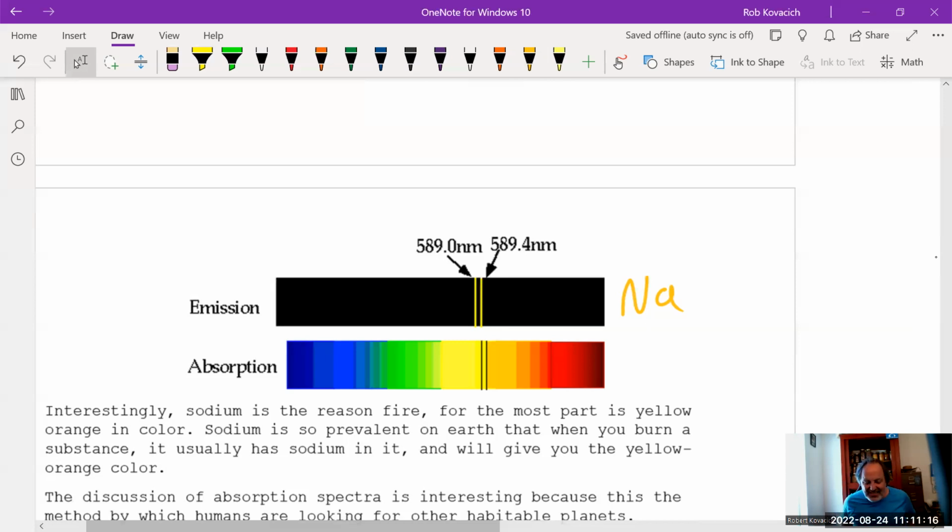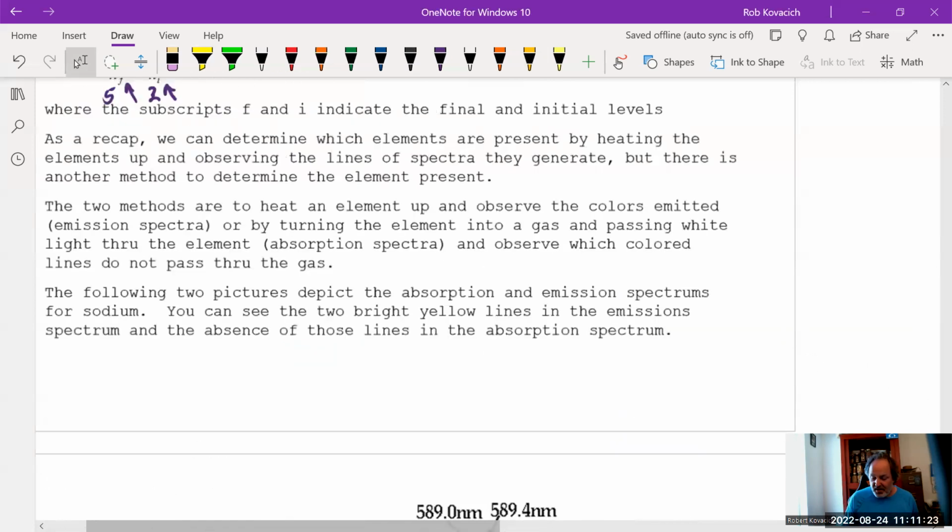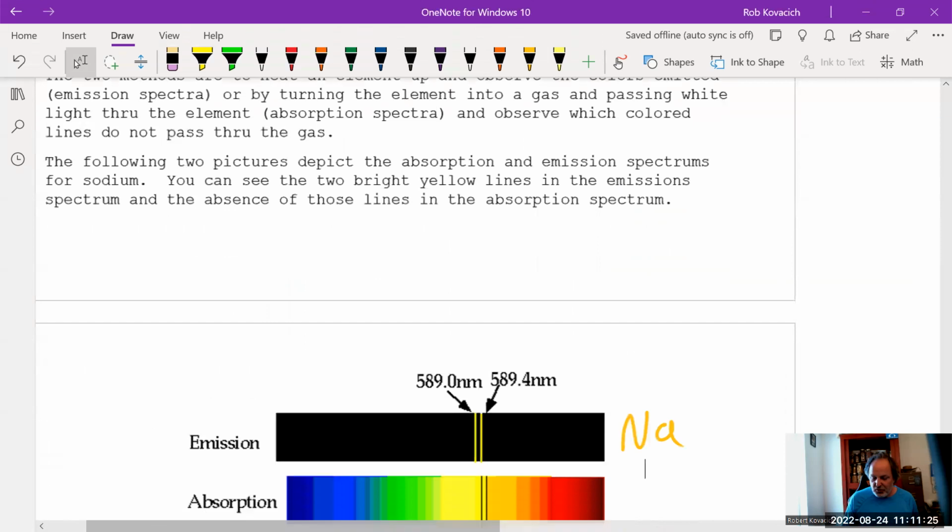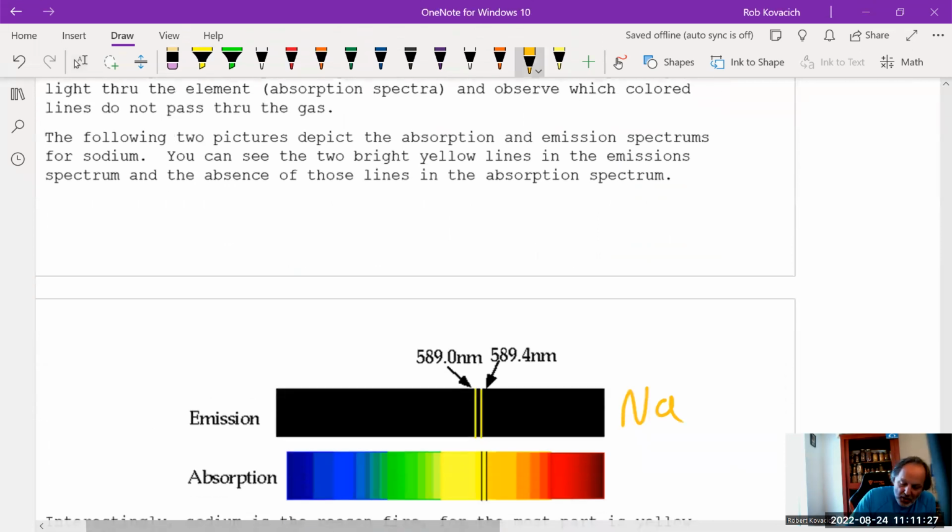Okay, so what's this next thing? This next thing is called an absorption spectrum. The difference between an emission spectrum and an absorption spectrum is interesting. In the absorption spectrum, I have this container, and inside I have sodium as a gas. We can totally turn sodium metal into a gas.